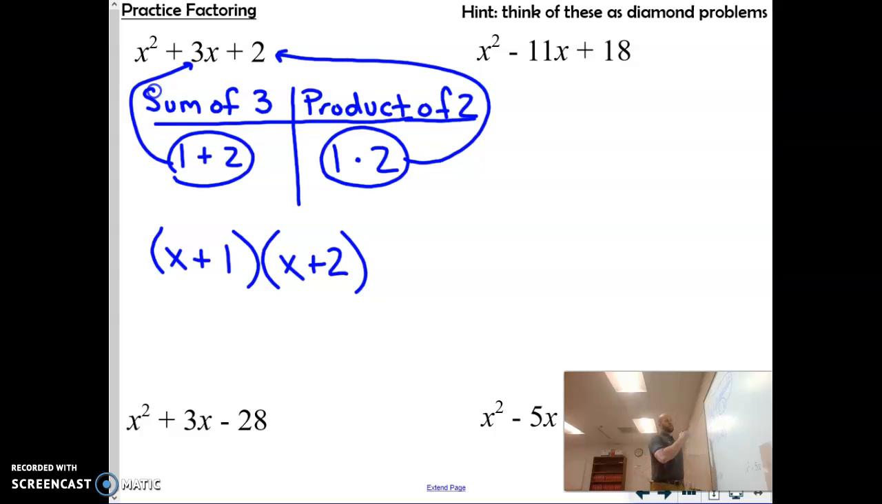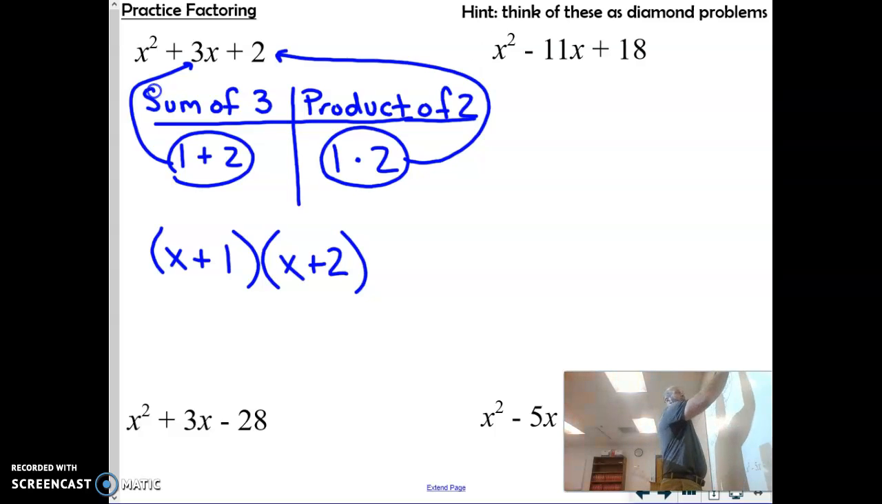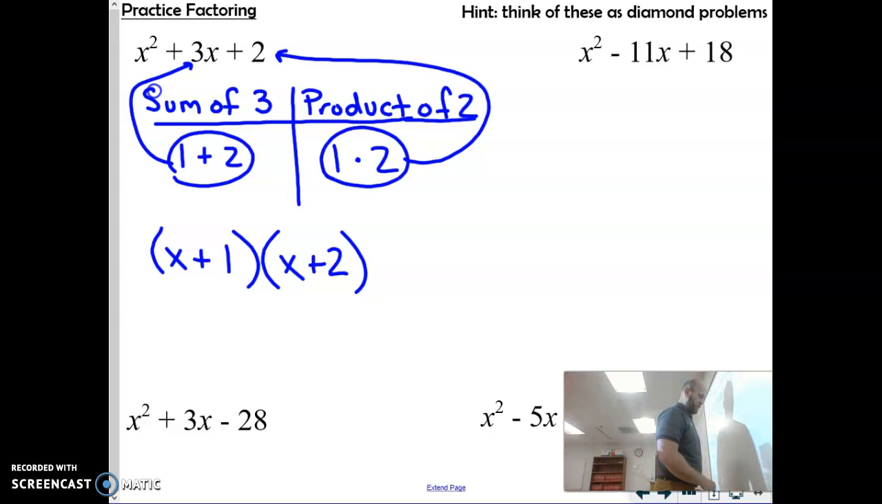So by pulling them apart now, what this will allow us to do down the road is it'll allow us to solve these types of problems when they're set equal to 0. Let's go through a few more examples here and take a look at how this would work.